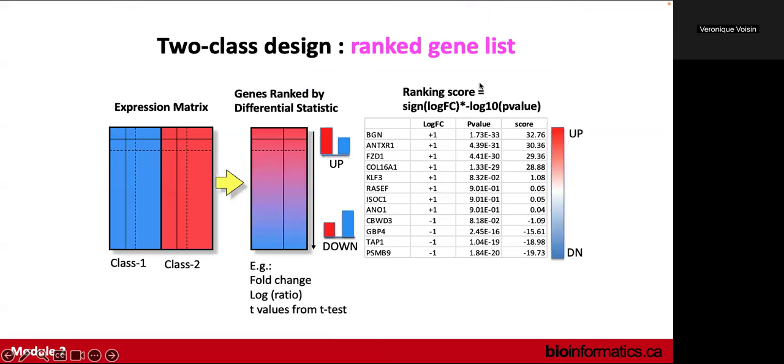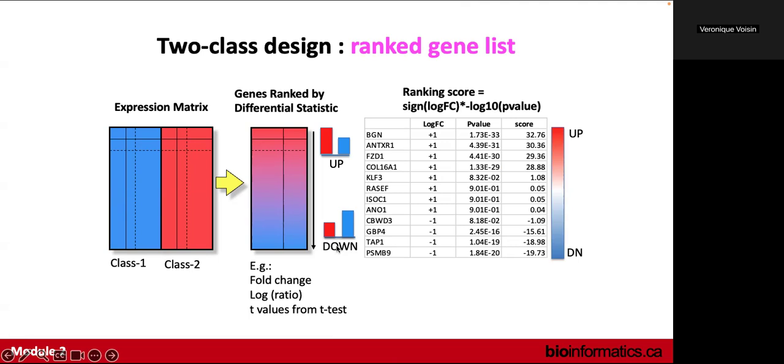How do we create a ranked list? Let's take the example of RNA sequencing. In this example, we have two groups of samples, like treated and control. Let's say treated, control, class 1, class 2. We use the R package edgeR or DESeq2 to estimate the differential expression of each gene. Some genes will be found significantly differentially expressed and some not, but we have the results for all genes, and we will keep all genes in the ranked list.